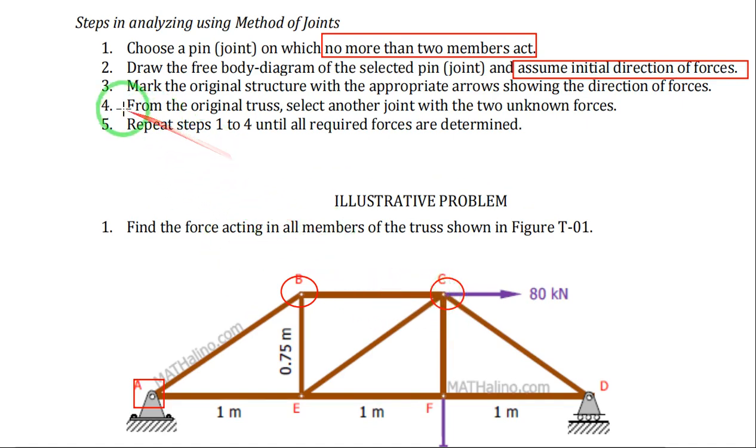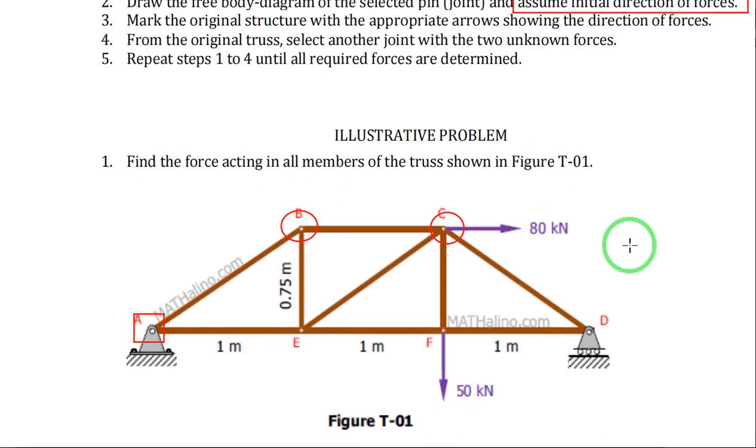The next step is to mark the original structure with the appropriate arrows showing the direction of forces. And then from the original truss, select another joint with two unknown forces. Repeat steps 1 to 4 until all required forces are determined. Now, let us apply those steps to the problem in figure T01: find the force acting in all members of the truss shown.